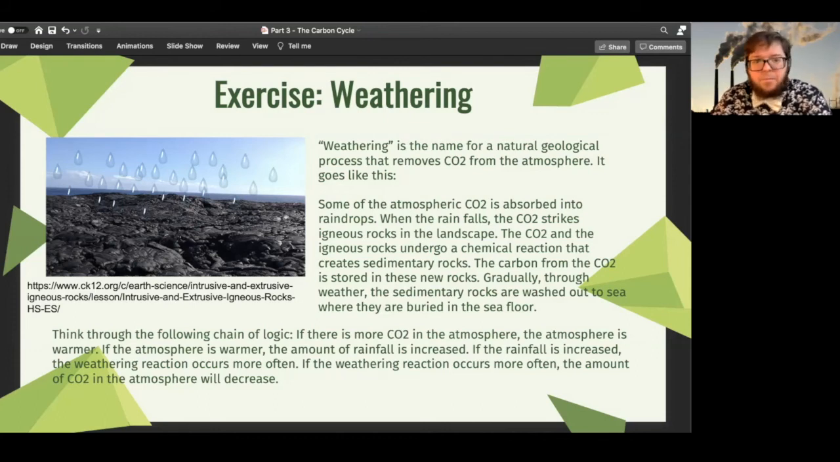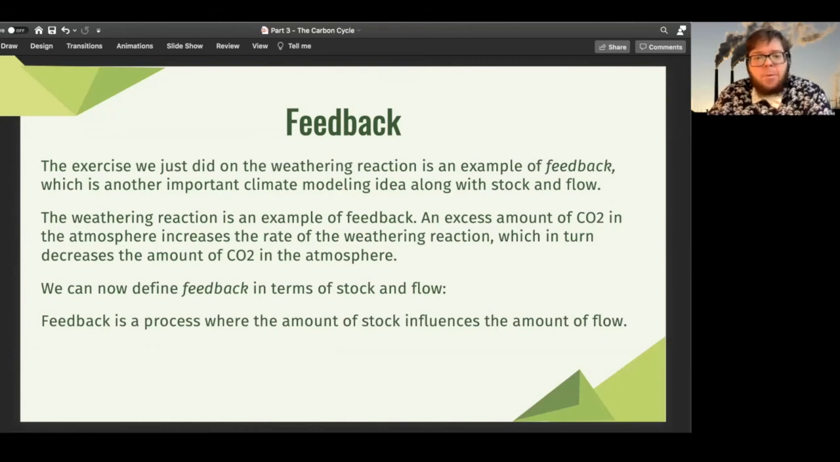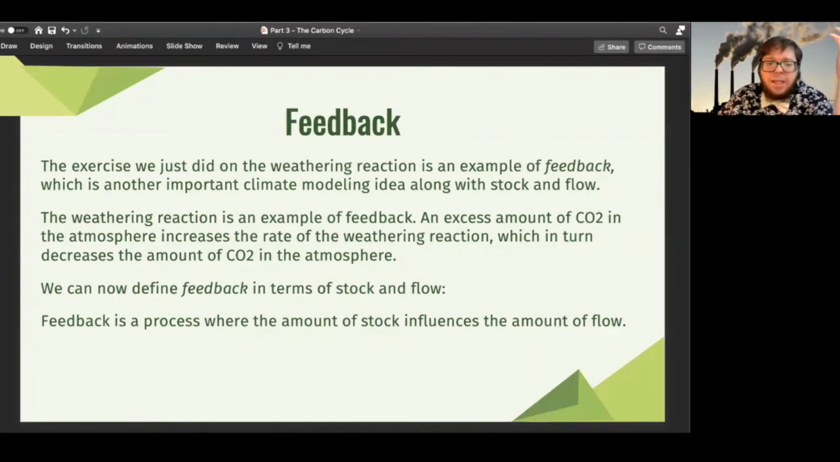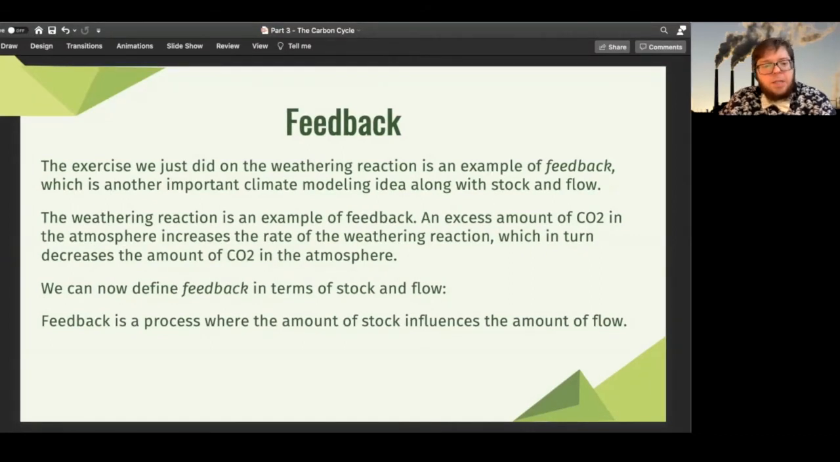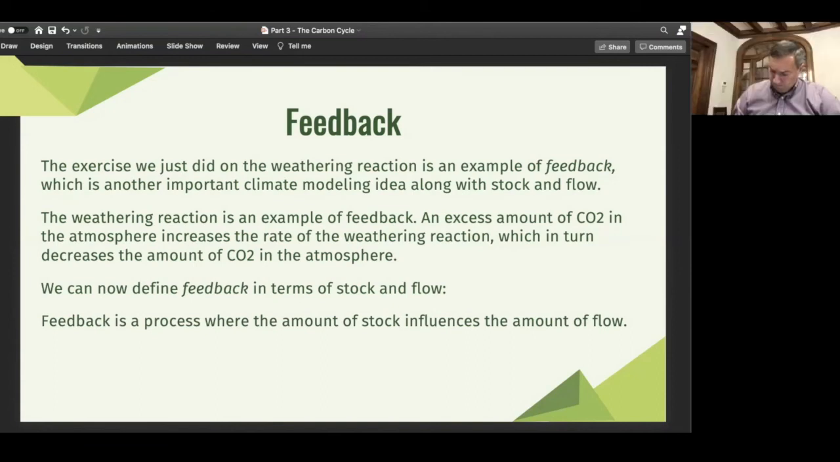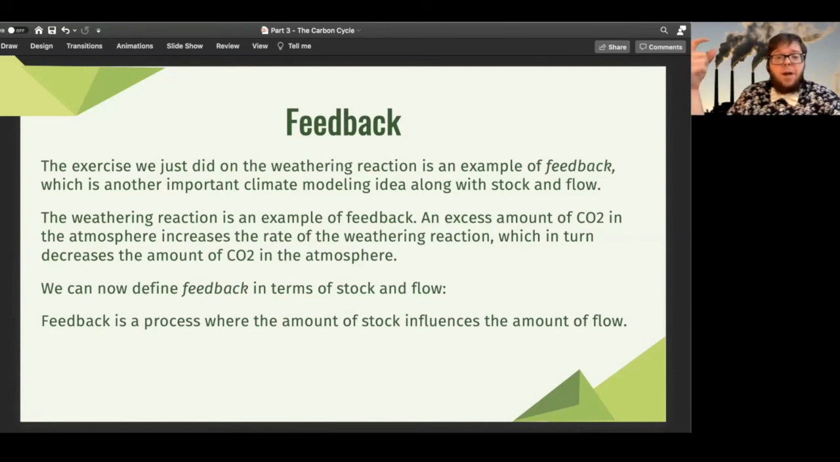So this is an example of what we call feedback, which is another important climate modeling idea, along with stock and flow. So the feedback, in a nutshell, an excess amount of CO2 in the atmosphere increases the rate of the weathering reaction, which in turn decreases the amount of CO2 in the atmosphere. And so we can define, using this example, feedback in terms of the ideas of stock and flow, where we say that a feedback or a feedback loop, if you're feeling fancy, is any process where the amount of stock influences the amount of the flow, right? More CO2 in the atmosphere, slightly faster rate of removing CO2 from the atmosphere. That's an example of feedback, right? So we're going to talk about all kinds of feedback loops and tipping points in our final seminar next week.